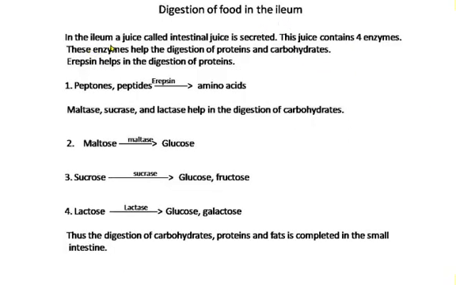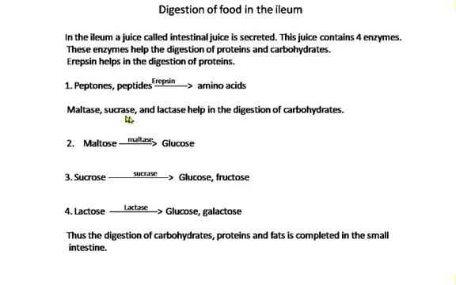In the ileum, a juice called intestinal juice is secreted. This juice contains four enzymes: erepsin, maltase, sucrase and lactase. These enzymes help in the digestion of proteins and carbohydrates. Erepsin helps in the digestion of proteins. Erepsin converts peptones and peptides into smaller molecules of proteins, that is called amino acids.